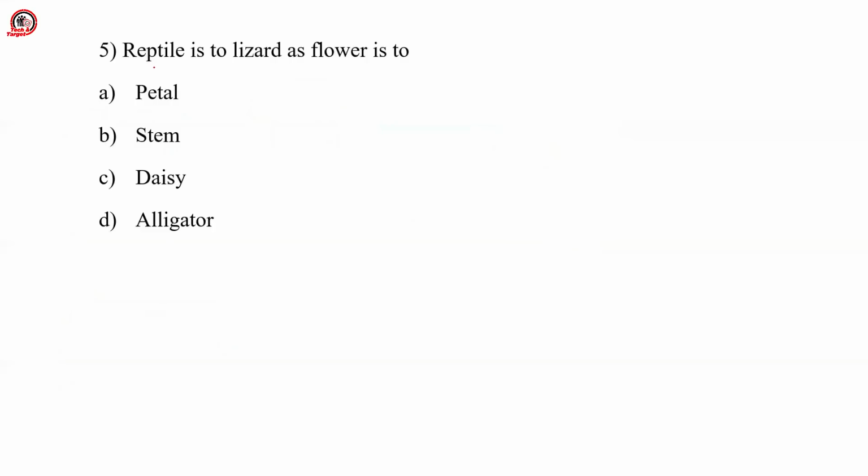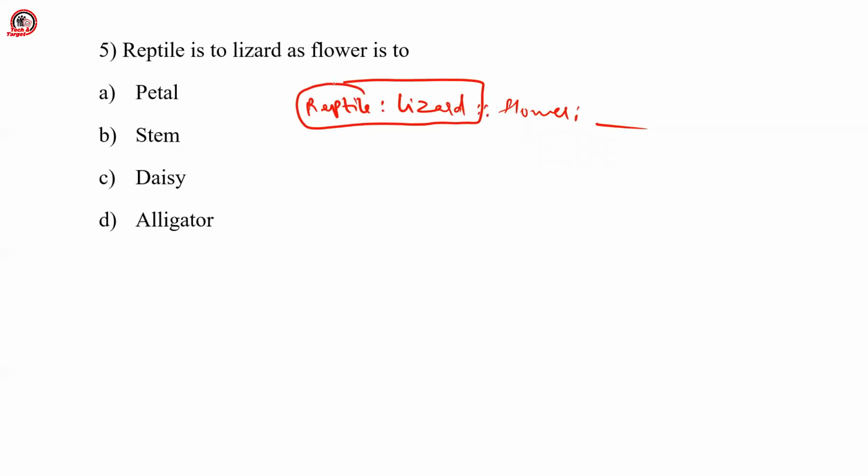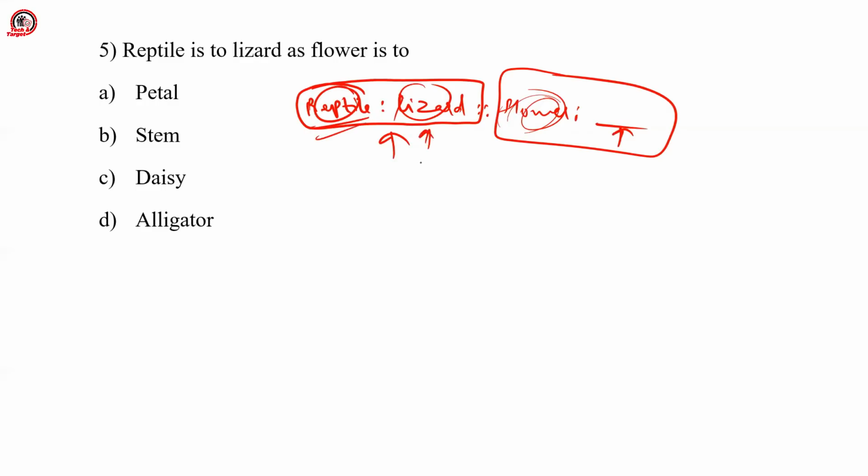So the next question is something like this. They have given: reptile is to lizard as flower is to something dash. So what does this mean? Basically they have given some relation in the first relationship. Then according to that, we have to find out what would be the word for this particular word, right? So for reptile, they have given lizard. What does this mean? In reptiles, we know that lizard is one of the reptiles.